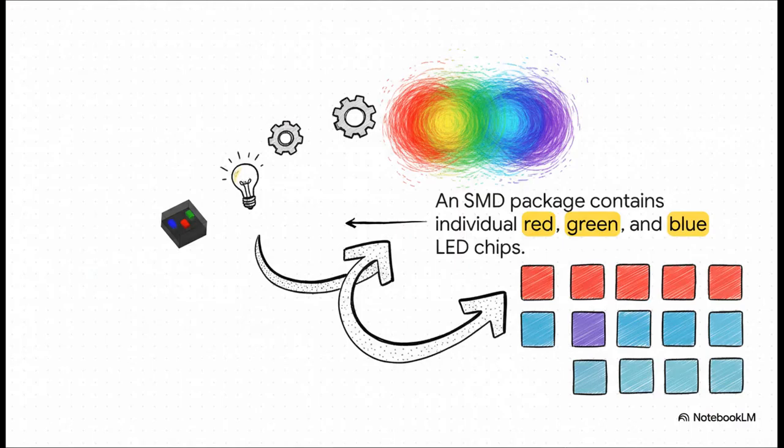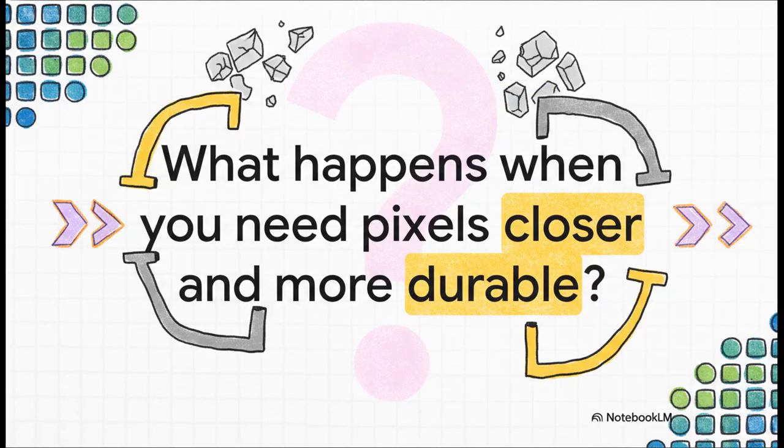So the idea behind SMD is really simple. As you can see right here, inside each of these tiny packages, you've got 3 separate little LED chips, one red, one green, and one blue. By controlling how bright each one is, you can mix them together to create pretty much any color you can imagine. This simple 3-in-1 design became the bedrock of the modern digital pixel. And for a long time, SMD was the perfect solution.